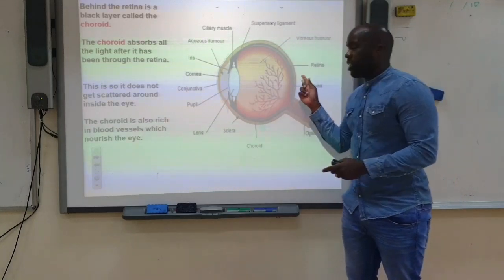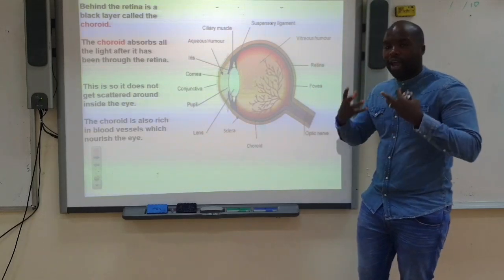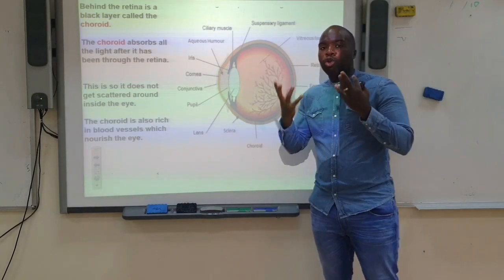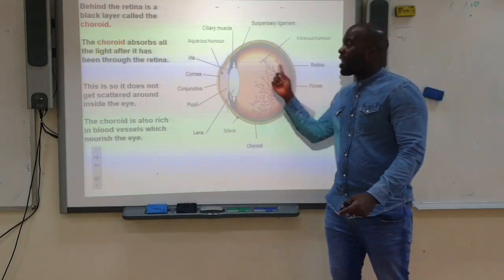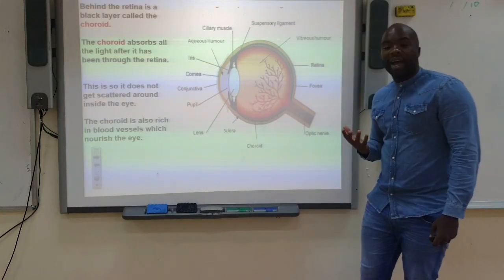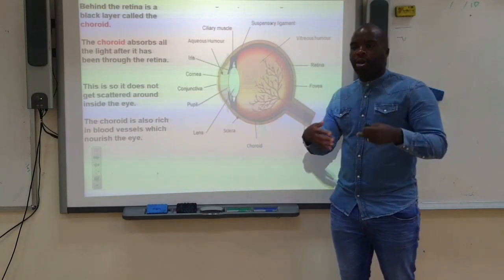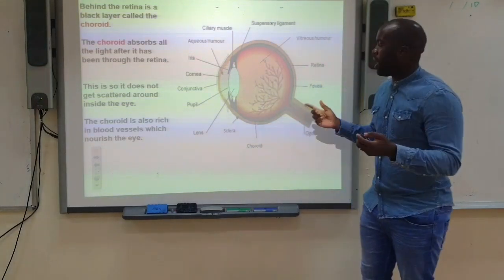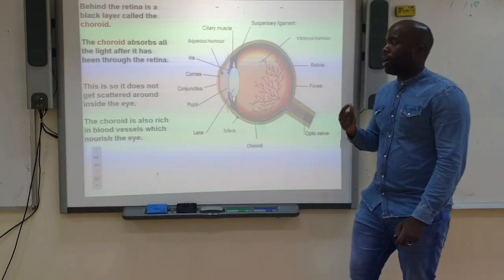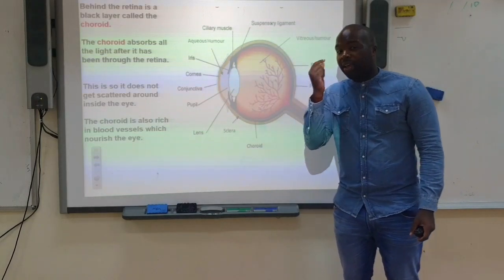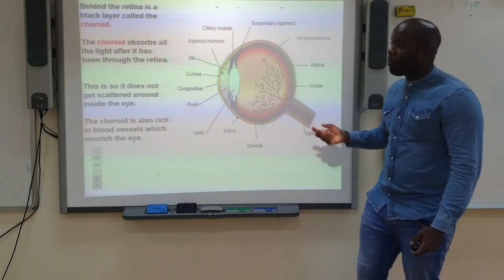Now, just behind the retina, you have a structure known as the choroid. Now, the choroid is very important because it essentially absorbs all of the light once it has passed through the retina. This is important because it stops light scattering inside the eye. The choroid is also rich in blood vessels, so it helps maintain the nourishment of the eye. This is the reason why your pupils actually appear black, because light isn't scattering around your eye, it's being absorbed. All of it is being absorbed by the choroid.